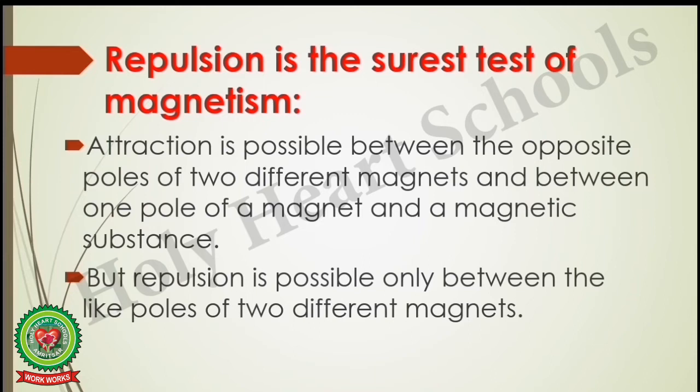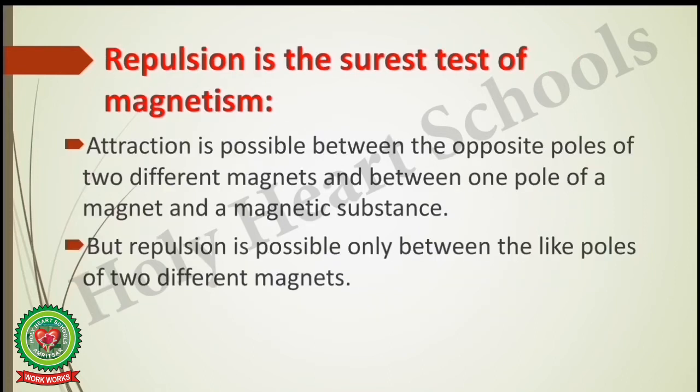See, attraction is possible between the opposite poles of two different magnets and between one pole of a magnet and a magnetic substance like iron. So if the given piece is attracted towards a magnet, it means it can be a magnet or it can be magnetic substance like iron. But repulsion is possible only between the like poles of two different magnets. So if there is repulsion between the given piece and a magnet, it means that the given piece is definitely a magnet. In this way, we can say that repulsion is the surest test of magnetism.